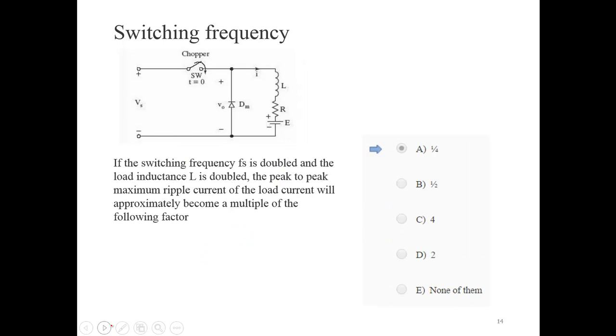The question comes here: if the switching frequency is doubled, and the load inductor is doubled, the peak-to-peak ripple will approximately become a multiple of the following factor. What is that one? Remember that the ripple is Vs divided by 4FL. If you increase the frequency to double, that means it will be what? 1/4. It's not half. It will become a multiple of the following. It will be 1/4. It will be much less because 1/2 for frequency, 1/2 for inductor.